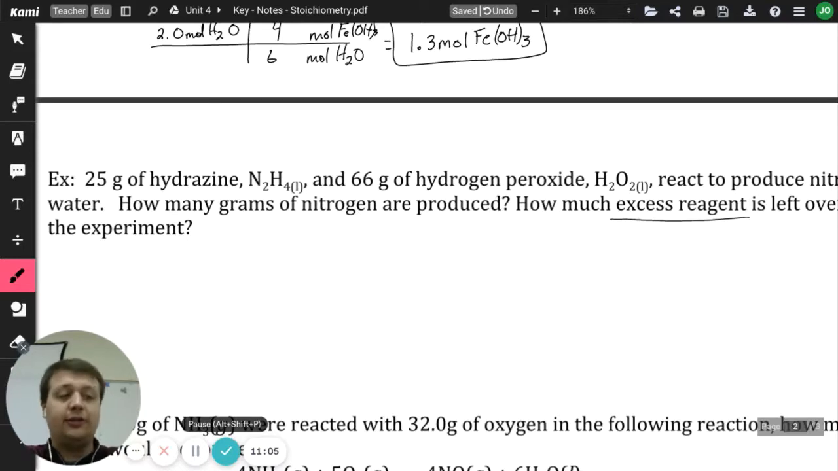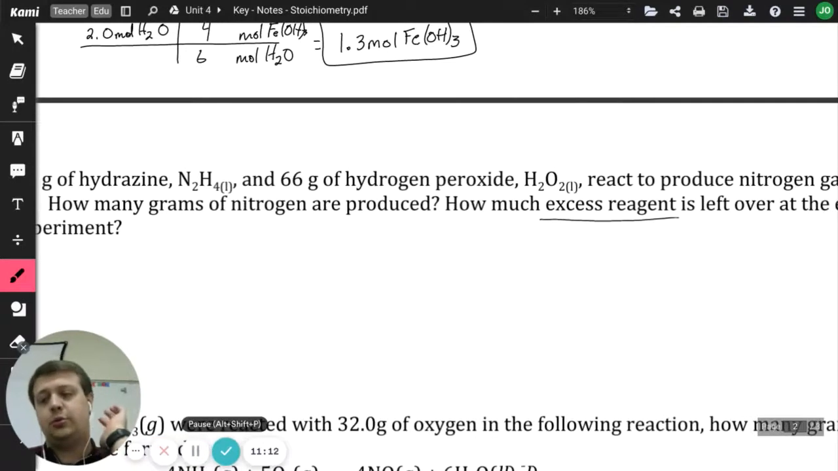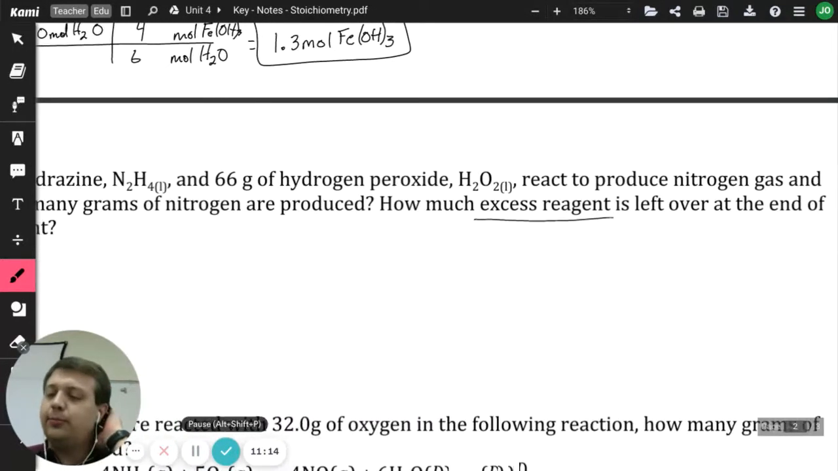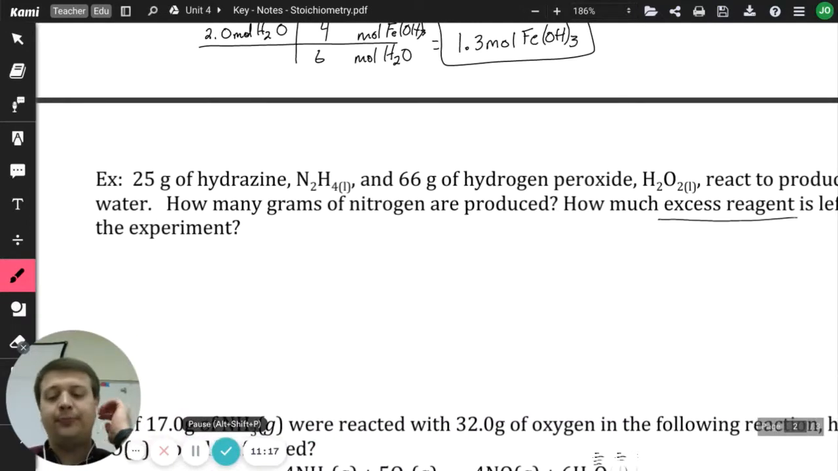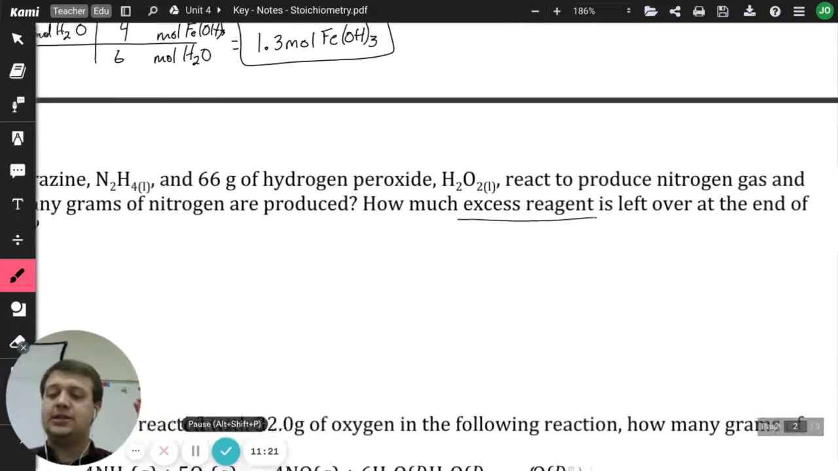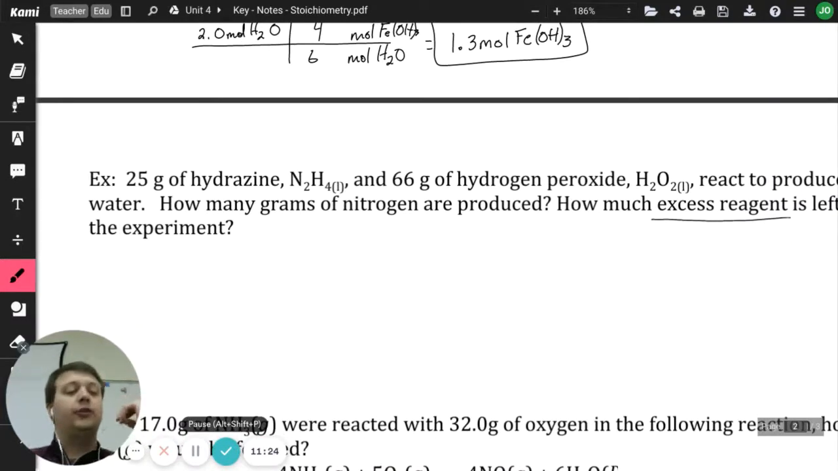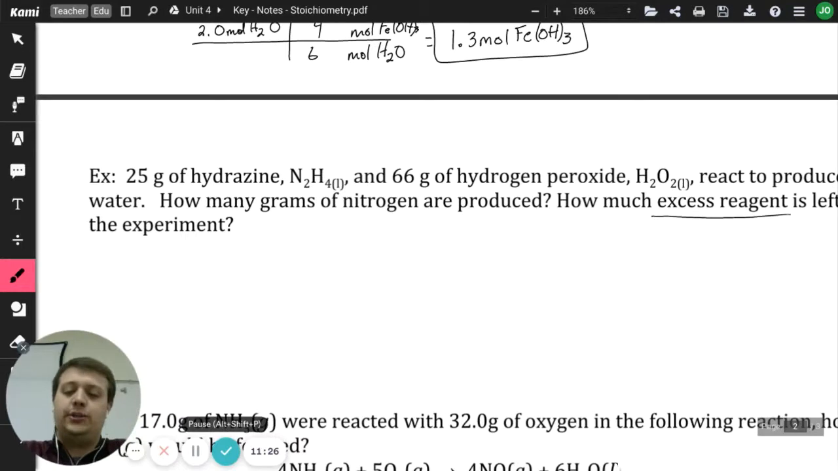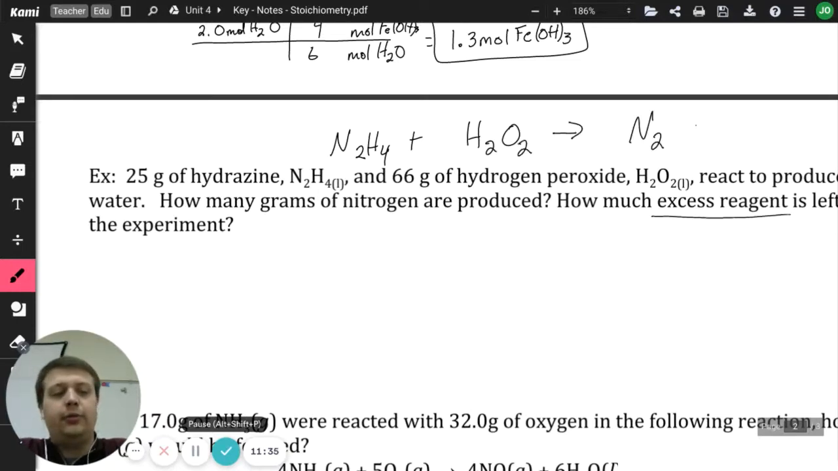The very first thing that I need to do, so I have 25 grams of hydrazine, which is N2H4, and 66 grams of hydrogen peroxide, H2O2. And they're going to react to produce nitrogen gas and water. How many grams of nitrogen are produced? How much excess reagent is left over at the end of the experiment? So the first thing I should do is write my balanced equation. I have N2H4 plus H2O2 produces N2 and H2O.